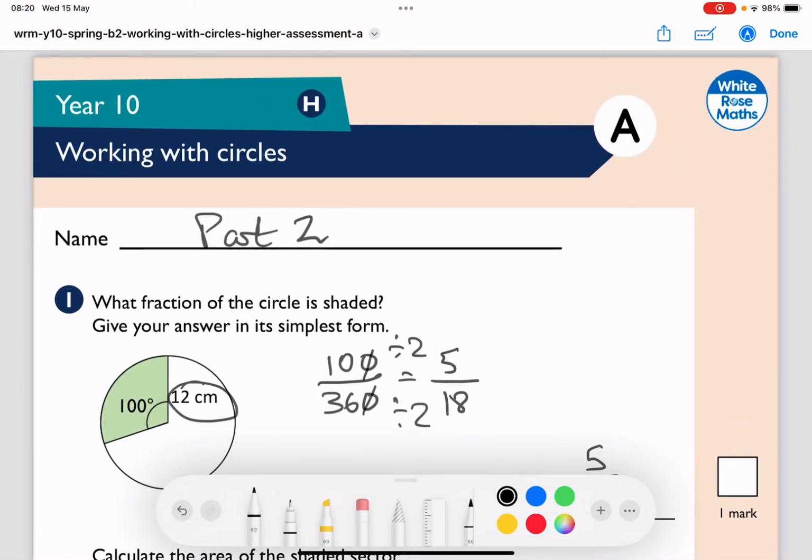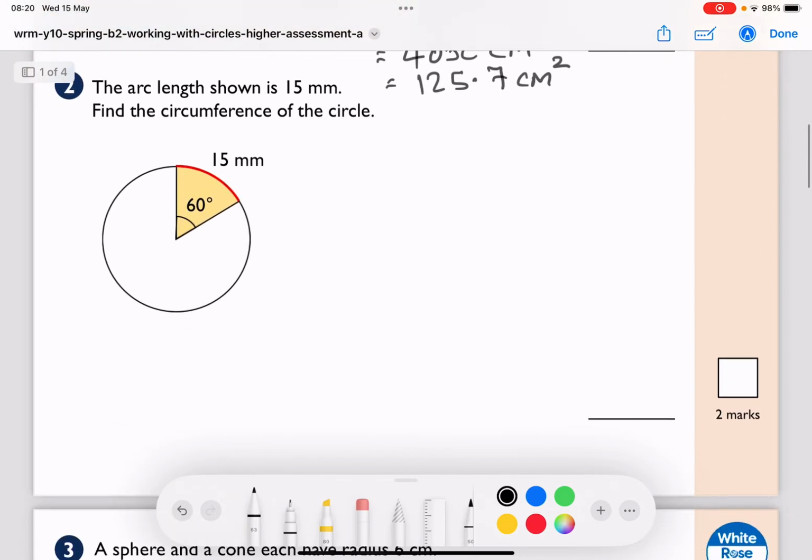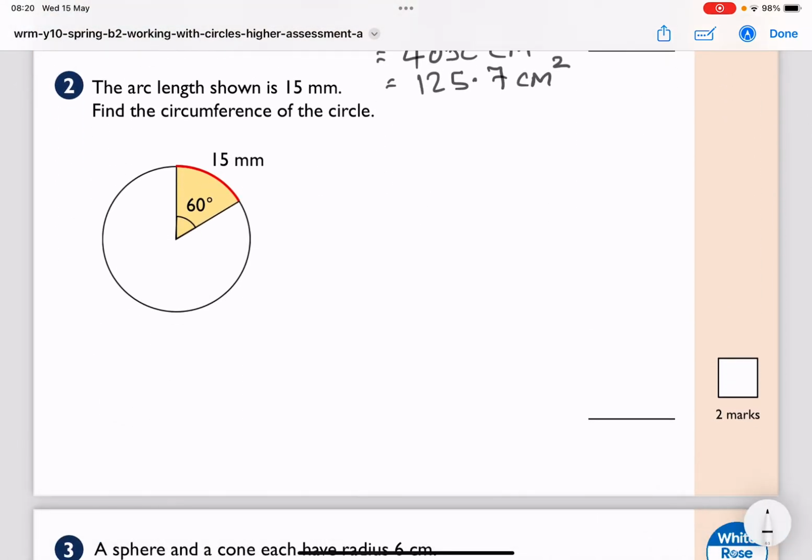Okay, Year 10 higher, working with circles part 2. Next question here is the arc length shown is 15 millimeters. Find the circumference of the circle.